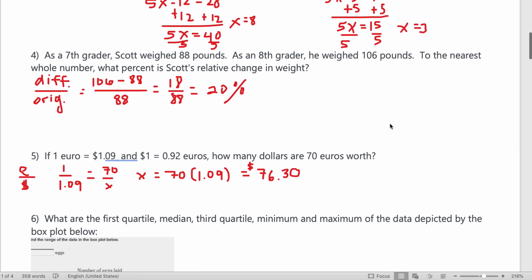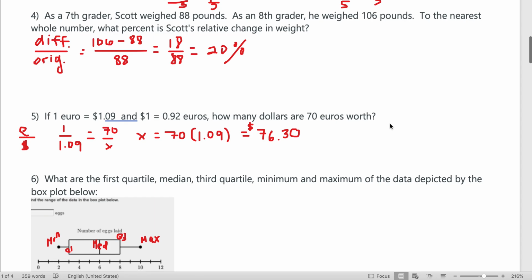Okay. As a 7th grader, Scott weighed 88 pounds. As an 8th grader, he weighed 106 to the nearest whole number. What percent is Scott's relative weight change? So it's the difference over the original amount. Now this is the other way to evaluate a percent. Part over whole. The difference is 106 minus 88, that's 18, out of the original weight, which was 88. 18 divided by 88 is rounded off to 20%.